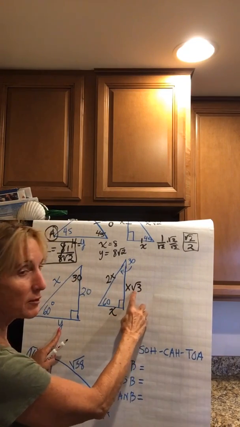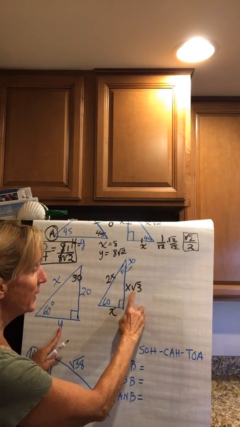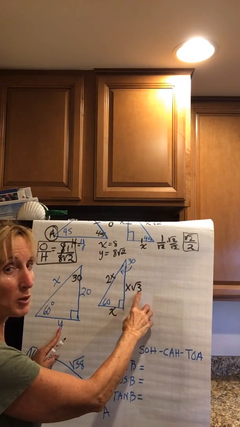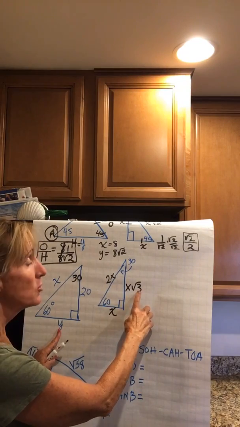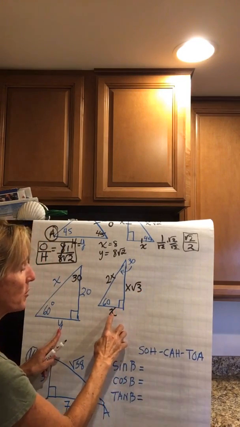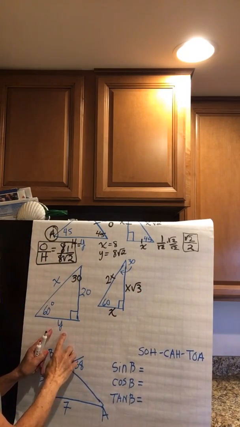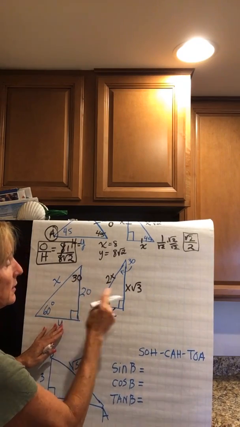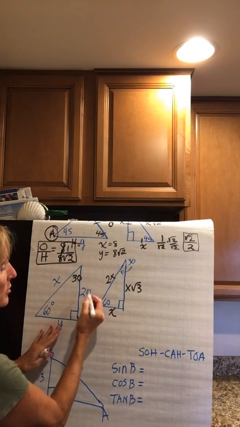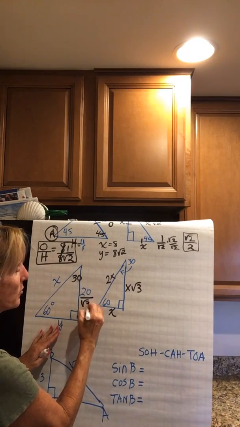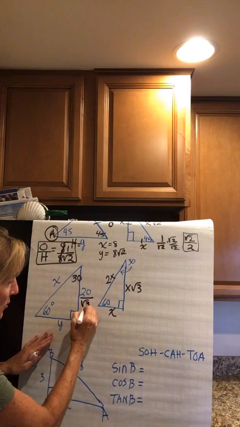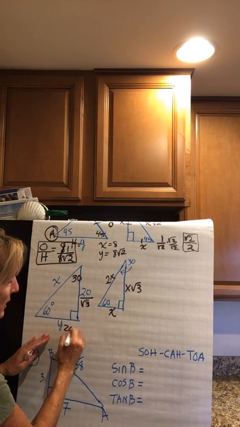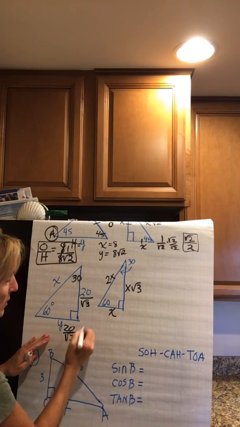How do you get rid of the square root of 3? Right here, it's x times the square root of 3. I just want x. Well, what's the opposite of multiplication? Division. So I have to divide by the square root of 3 to get to x all by itself. So, to get this 20 from larger to smaller, I'm going to divide by the square root of 3. So to get from 20 to here, it's going to be 20 divided by the square root of 3.